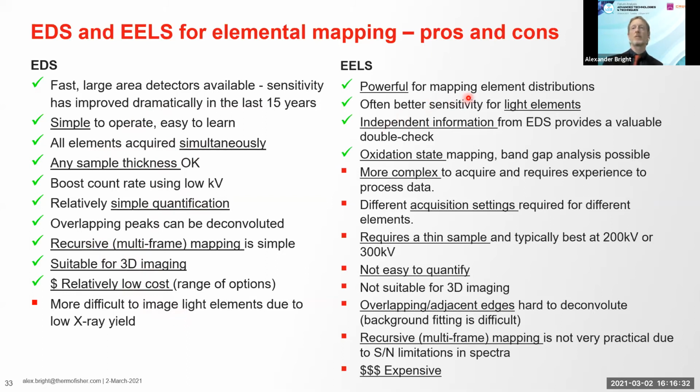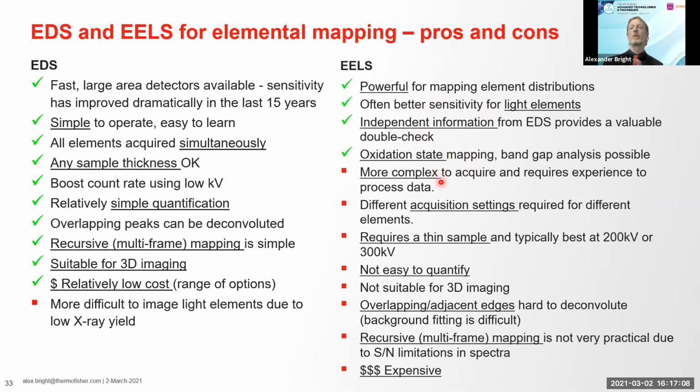On the other hand, EELS, which is also very powerful for mapping element distributions, as we've seen, does often have better sensitivity for light elements. So that's often a big reason for using EELS. And it provides independent information. So if you're looking at something really important, being able to get the same information independently from EELS and EDS is, I think, often very powerful as a double check. And of course, as we saw, oxidation state mapping is possible with EELS, and that kind of information is just not present in an EDS map.